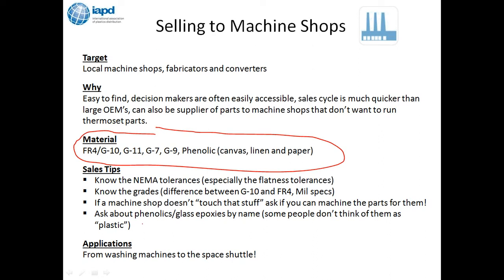And then applications at machine shops, believe me, machine shops are machining parts for everybody. It can be from a washing machine to the space shuttle or a rocket or computer equipment. So to me, it's the first and natural choice to go to sell thermoset materials.